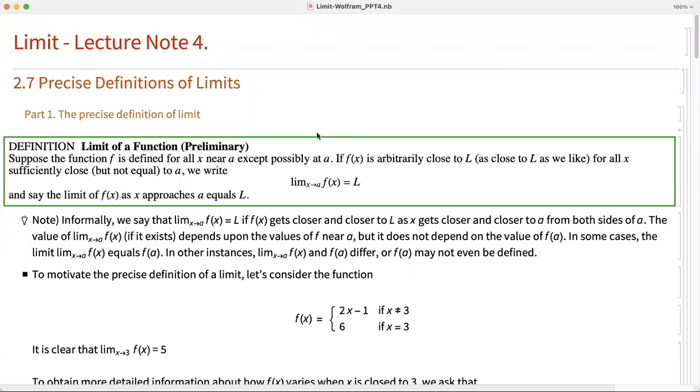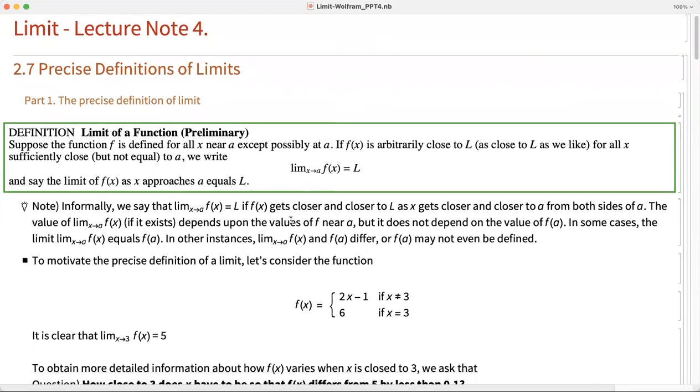Hello everyone. In this video, I'm going to go over the precise definition of limit, part one. Earlier we saw the definition of a limit. Let me recap what we did.